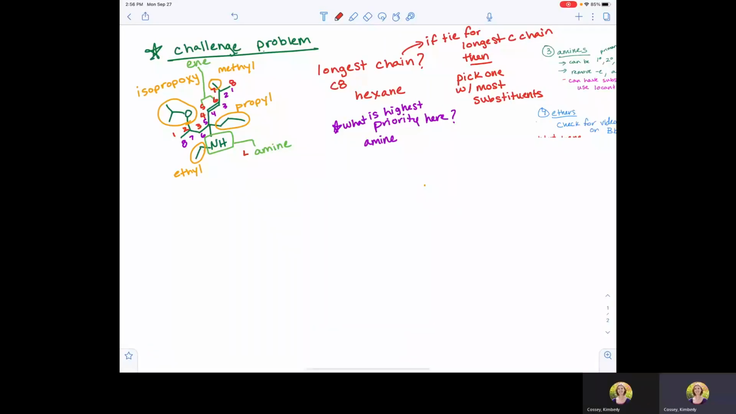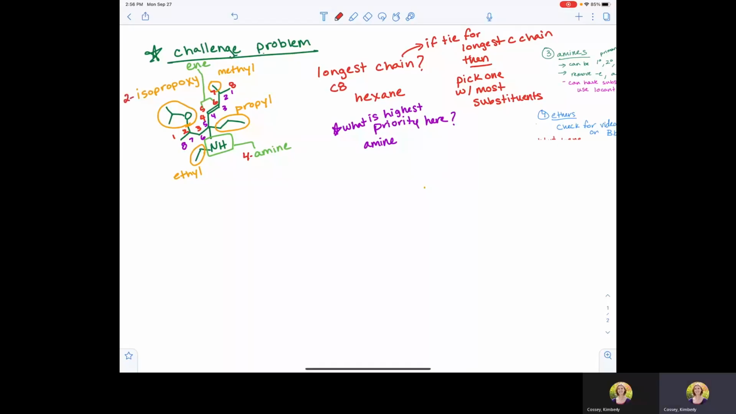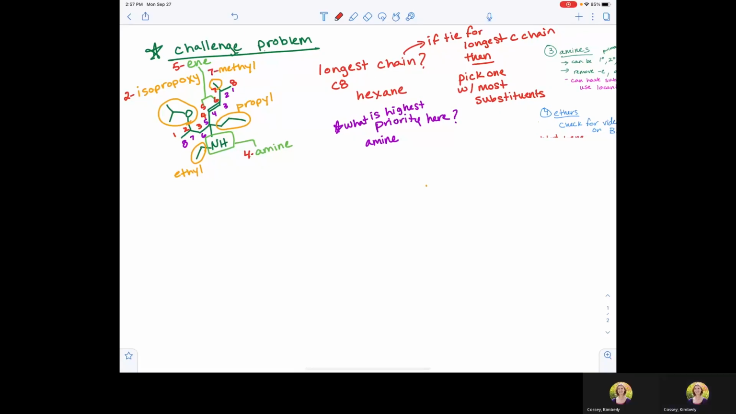Okay. If there's a difference, then pick that one. If there was a tie, then you could go on to see what the ene has, but we don't need that. All right. So we've got the number system. So we're going to use the red system because that's the one that gives the amine the lowest number. Okay. So that means we're going to have, for isopropoxy, we have 2. For the ene, we're going to have a 5. For the methyl, we're going to have a 7. For the ethyl, we'll do that one last. So for the propyl, we're going to have a 5. No, a 4 because we're using the reds.